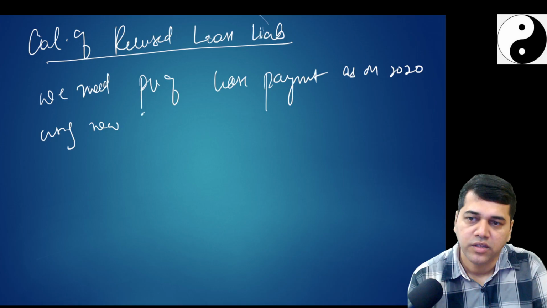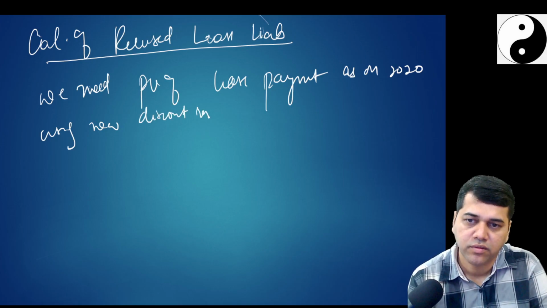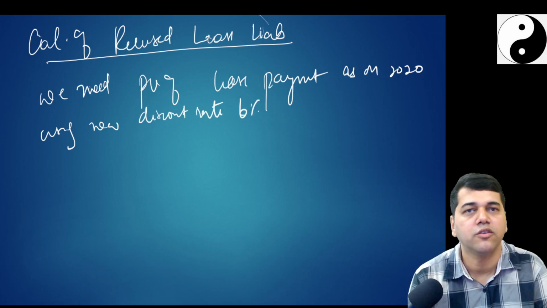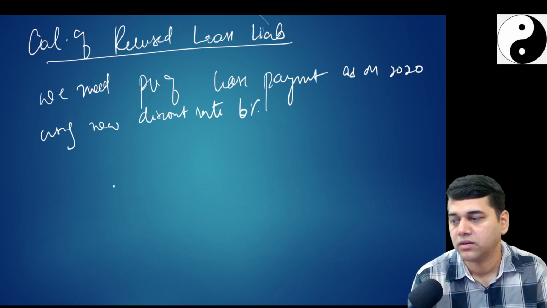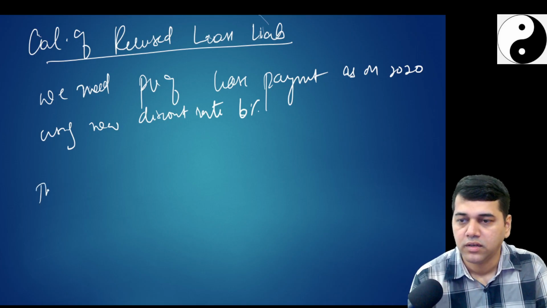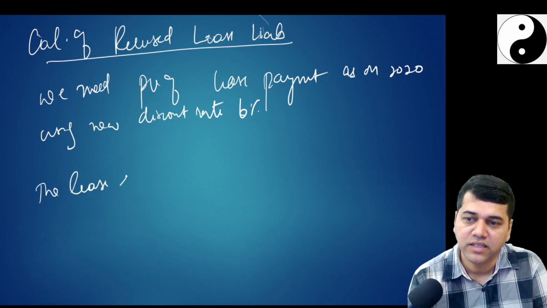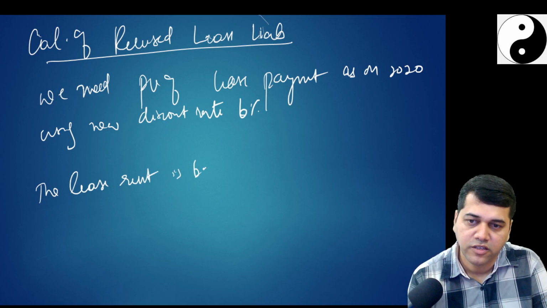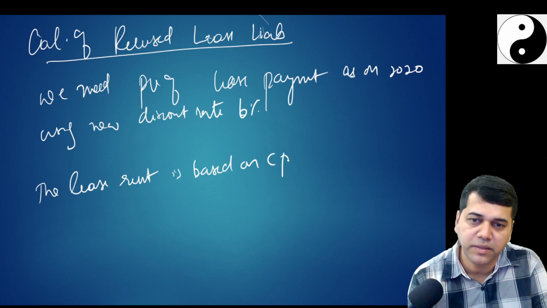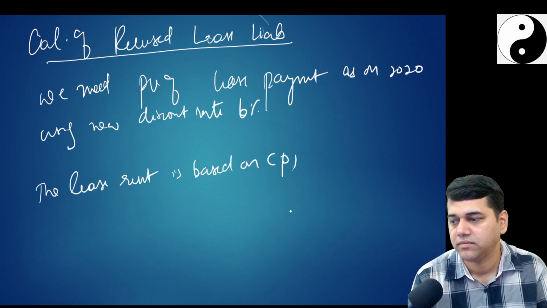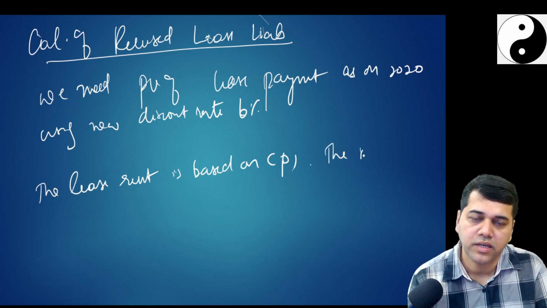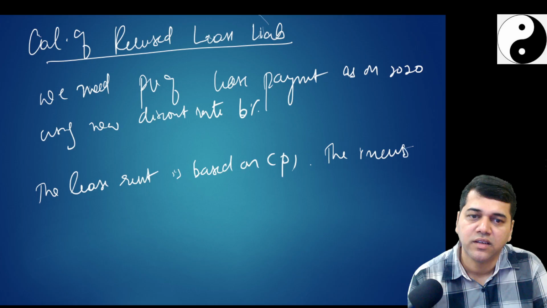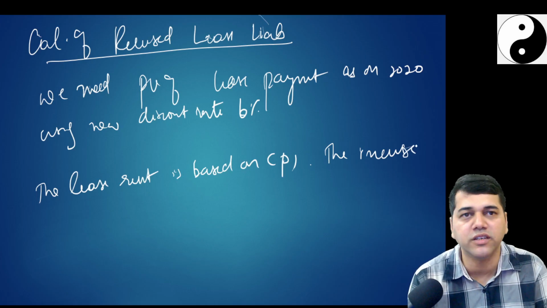using new discount rate 6%. Why? Because the term got extended. The lease rent is based on CPI. The increase, now it has increased. Can you tell me how much percentage I should increase now rent?